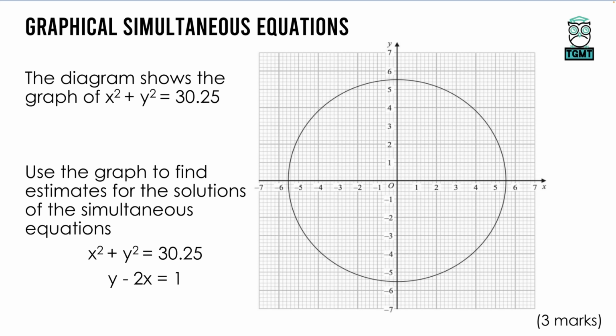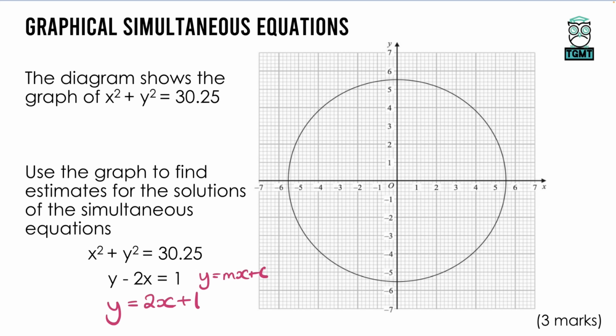Then we have our circle equation and we have a linear equation, y minus 2x equals 1. Now we want that in the form y equals mx plus c. Once it's in that form, it's much easier for us to draw. If we add 2x to the other side, just rearranging it slightly, we get y is equal to 2x plus 1.